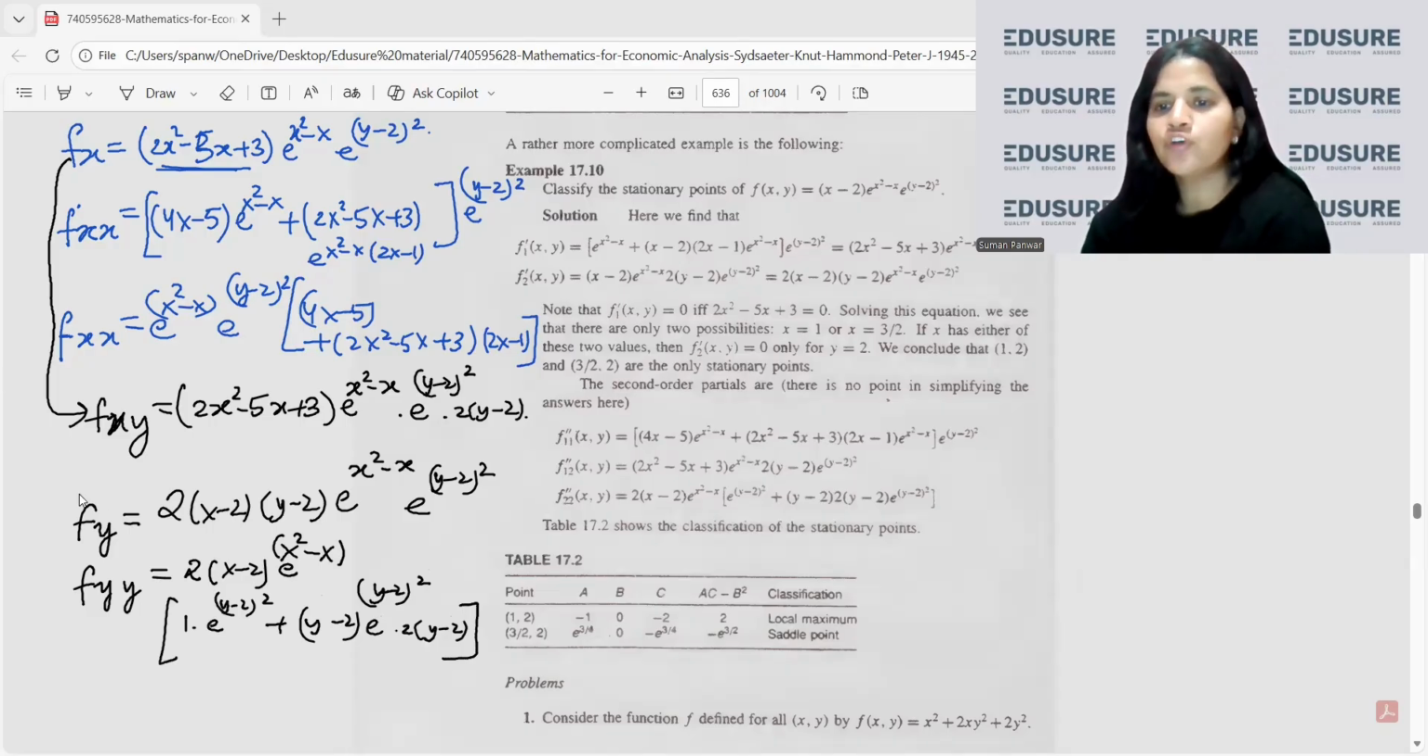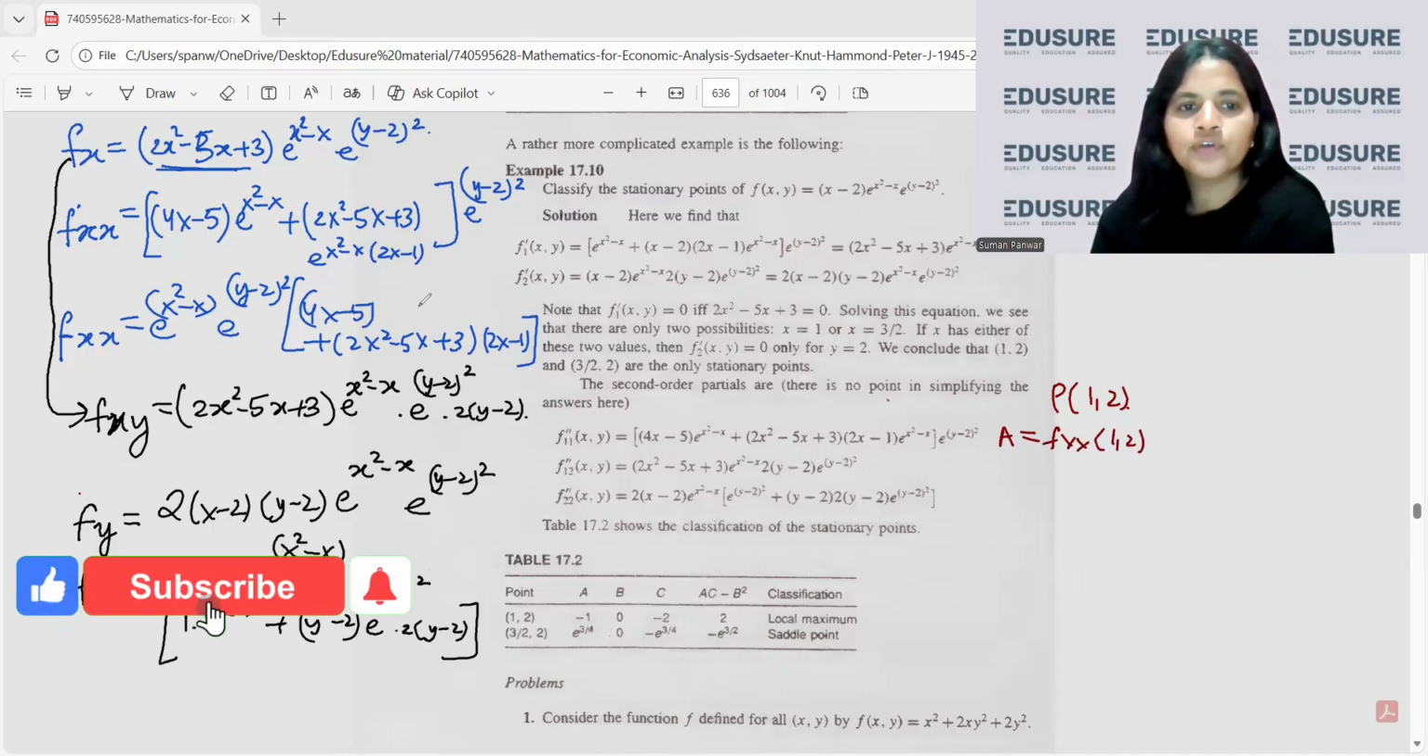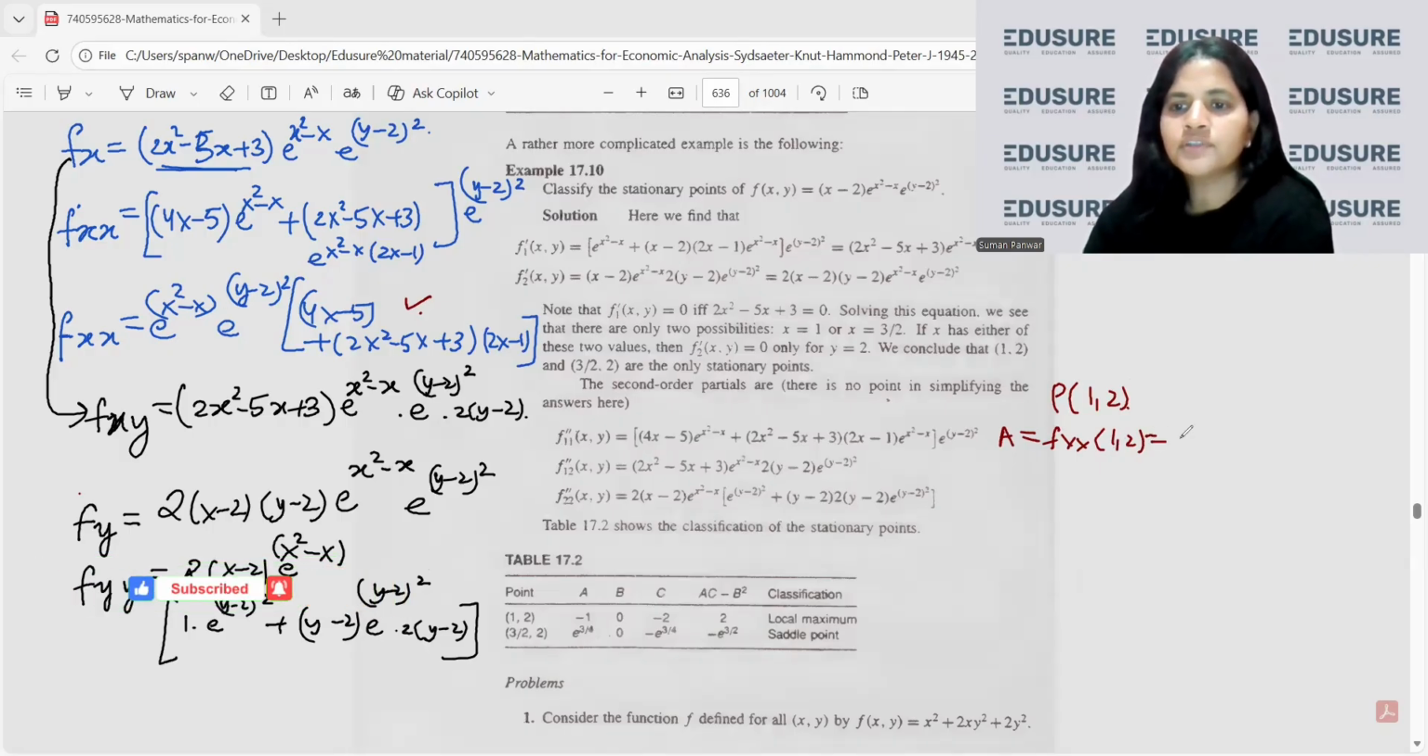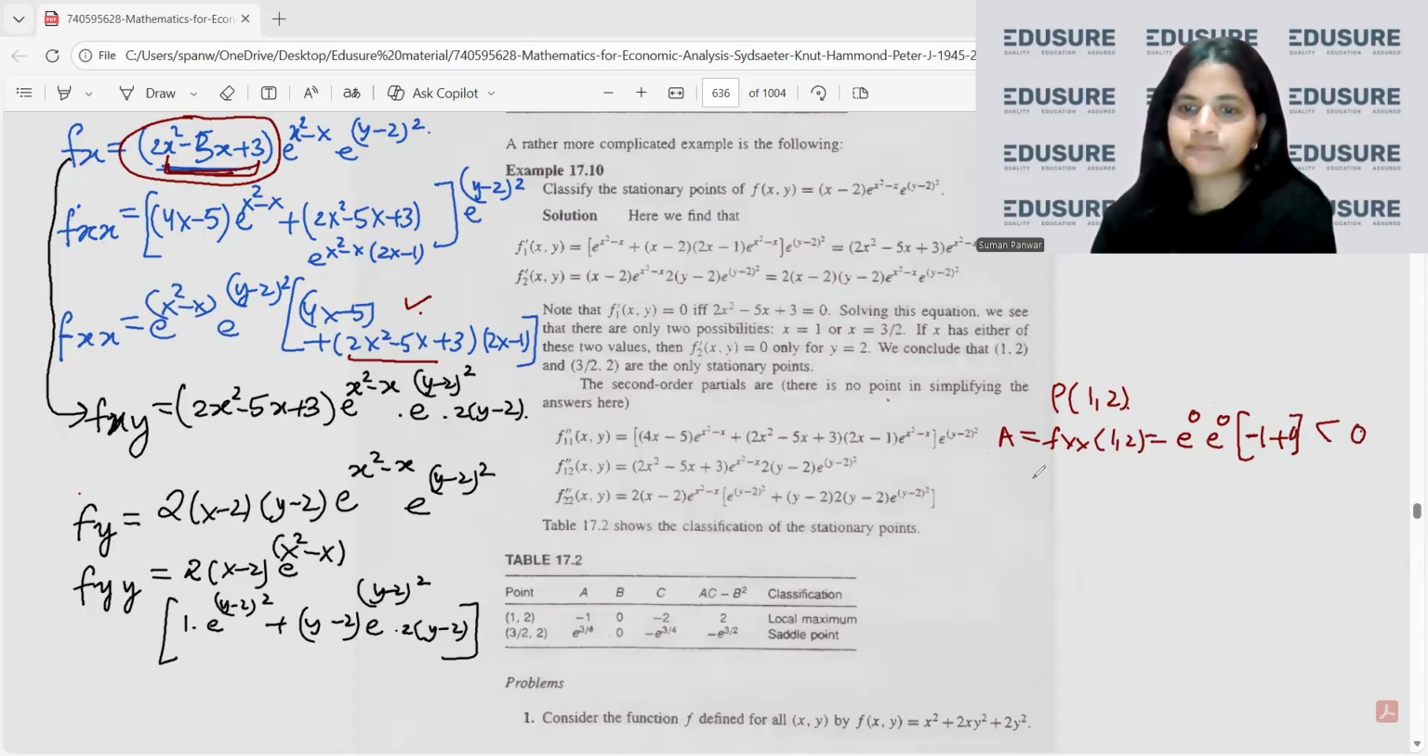And now let us look at your point P. So point P was (1, 2). So A, which is fxx at (1, 2). So let's put (1, 2). If you look at this expression, at x equals 1 and y equals 2, this is going to be e raised to the power 0 and e raised to the power 0. And x is 1, so 4 into 1 minus 5, that is minus 1. And the rest of the thing will be 0, because we know that 2x square minus 5x plus 3 was 0, because I wanted the first order derivative to be 0. And for that, we put this whole thing equal to 0. If you remember, that gave us the values of x. So this whole thing is going to be 0. So my A is coming out to be negative.